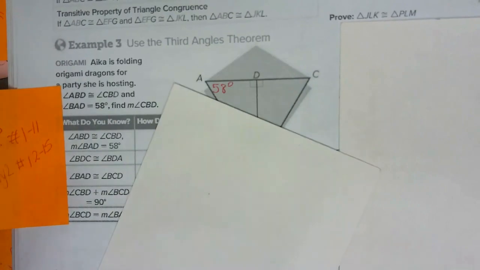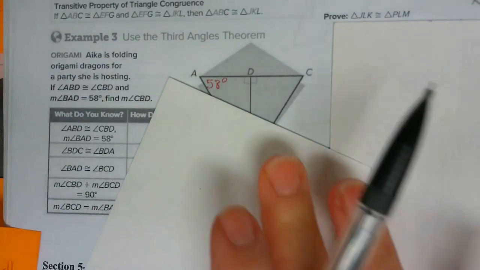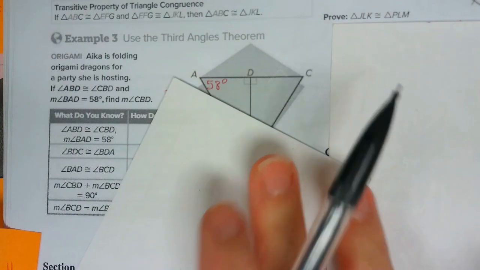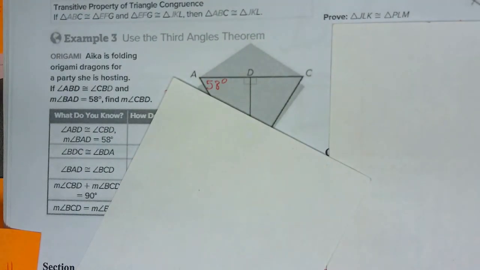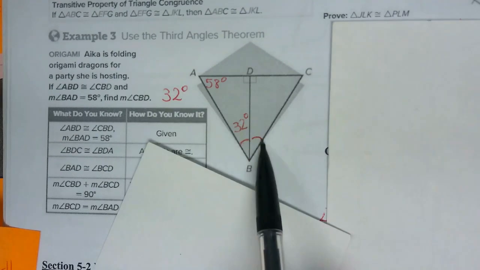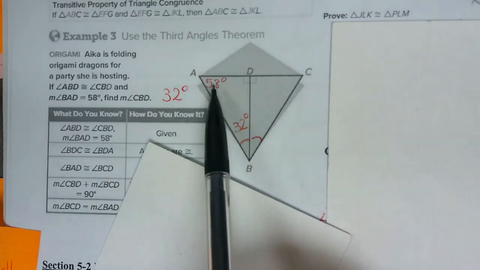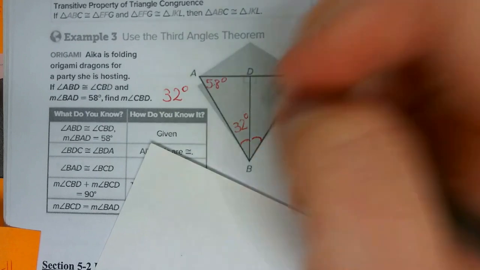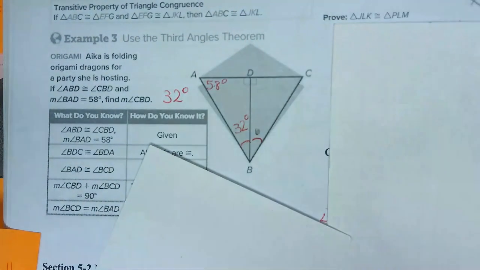Okay, so for this first one, it says, Aika is folding origami dragons for a party she is hosting, and that's showing you what you have over there. If angle ABD is congruent to CBD, and that's what I marked down here, and BAD is 58, we're supposed to find this angle CBD.